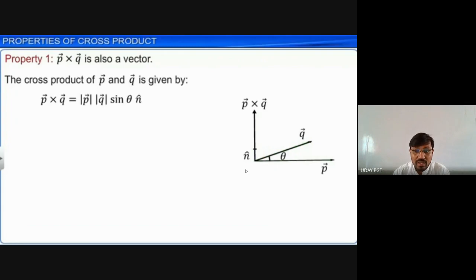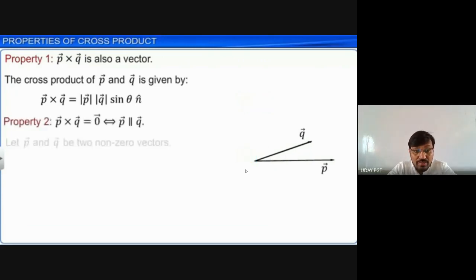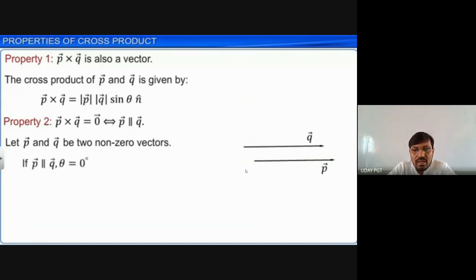Okay, so the dot product is a scalar, and the cross product is a vector. That vector is perpendicular to both the given vectors. So property 2 says that if the cross product is a zero vector, then both the given vectors are parallel to each other. Let P and Q be two non-zero vectors.